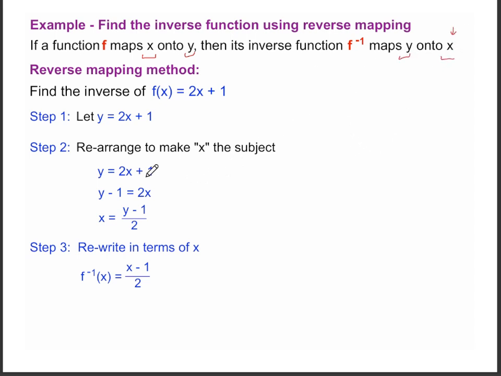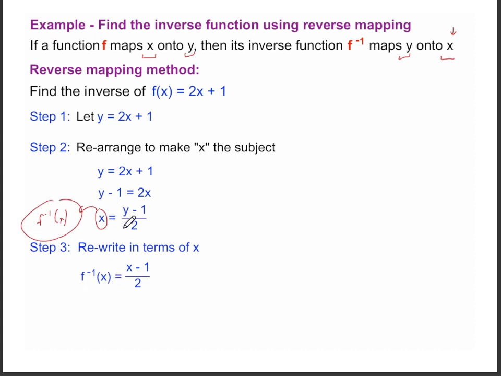Okay? So y equals 2x plus 1. Make x the subject. You subtract 1 on both sides first, then you divide by 2, and you get x equals y minus 1 over 2. And that x is your f inverse of x. And that's going to be your inverse function right here.